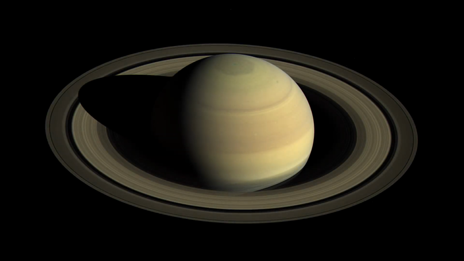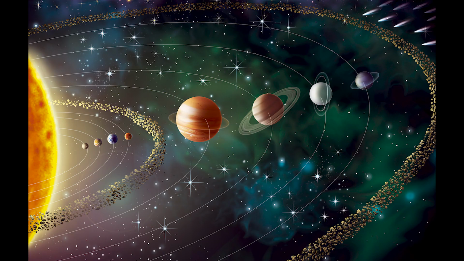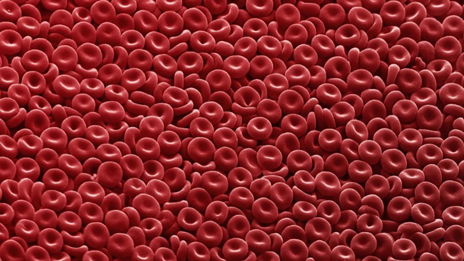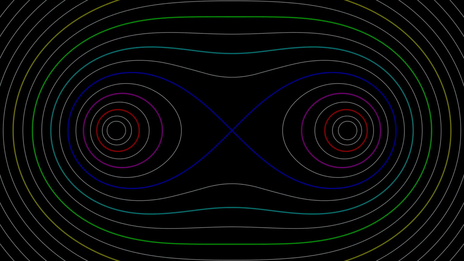What do Saturn, the apparent motion of the sun, peanuts, and red blood cells all have in common? Cassini Ovals, and they're the key to solving today's midday mystery.